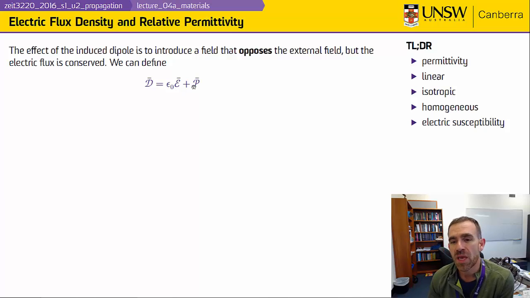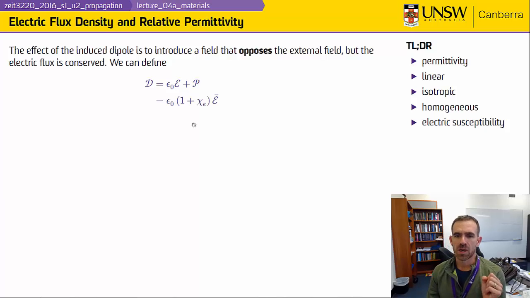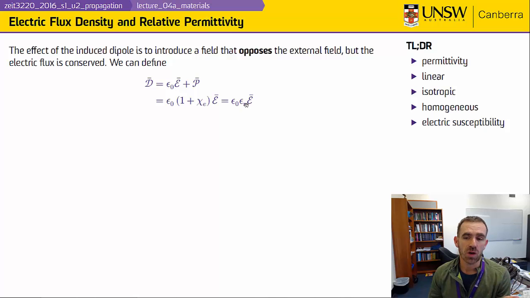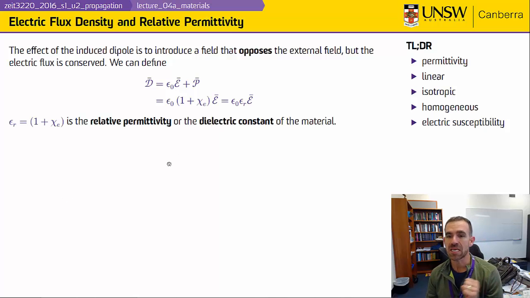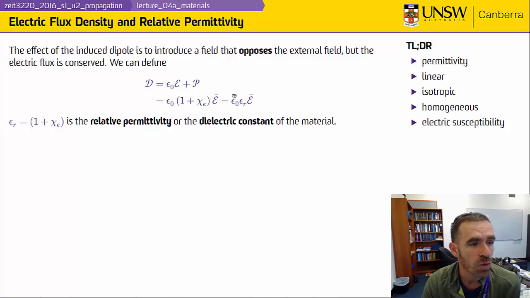Now, if I'm in free space, this polarization is equal to 0. And so D equals epsilon naught E. But if I am in a material, I have something a little more complicated. We, of course, know that the induced polarization is epsilon naught times chi sub E times E. And I can gather all those terms here, and I can write that as epsilon naught times epsilon sub R times E. And epsilon sub R is the relative dielectric constant, or relative permittivity of the material.